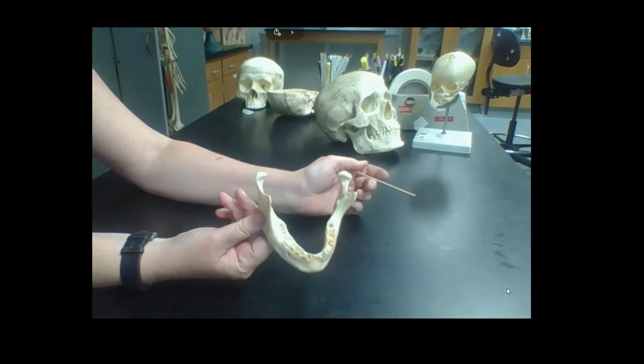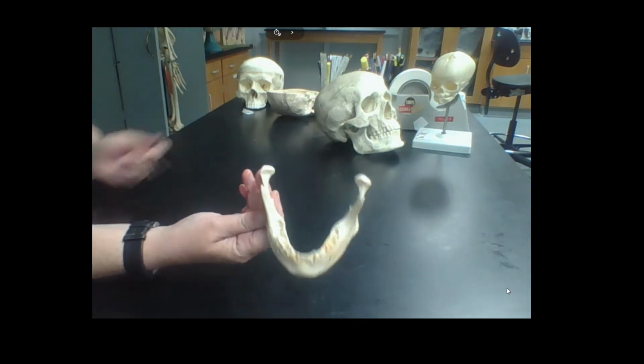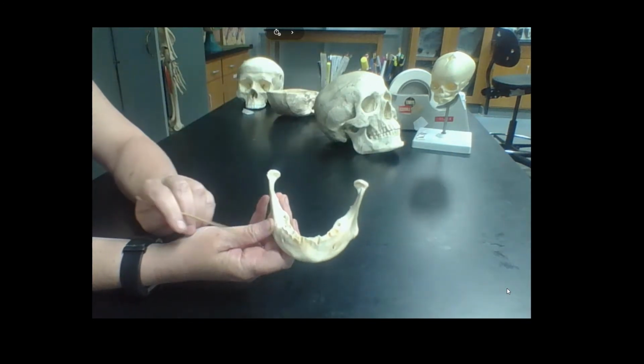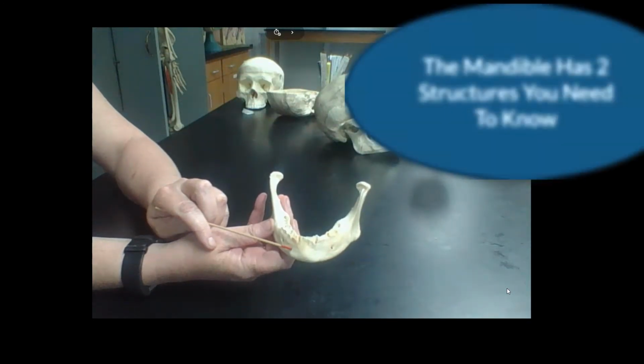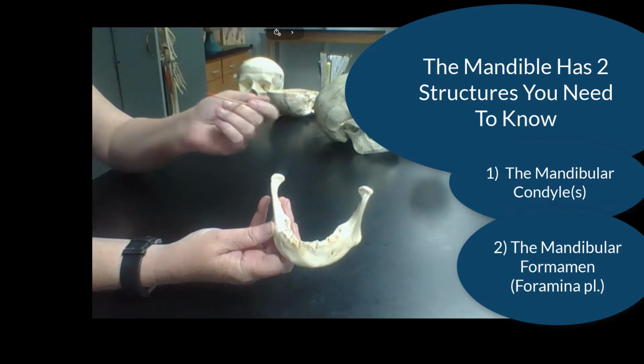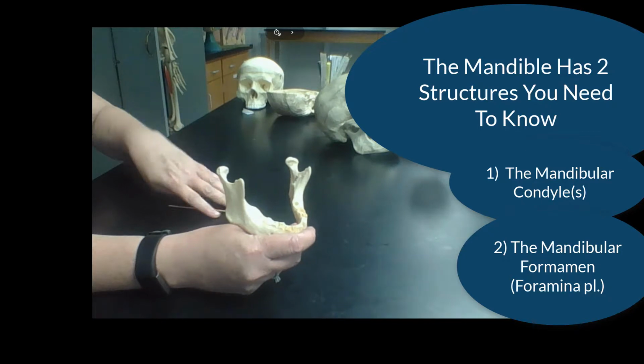So this is the jaw. Now, the jaw is called the mandible. Okay, so this is the mandible. And the mandible has a couple of features that you need to know about.